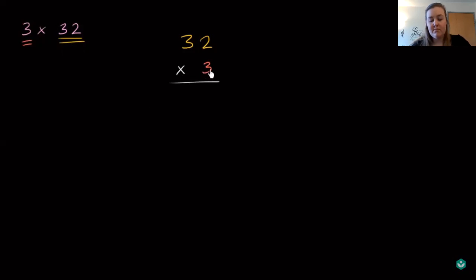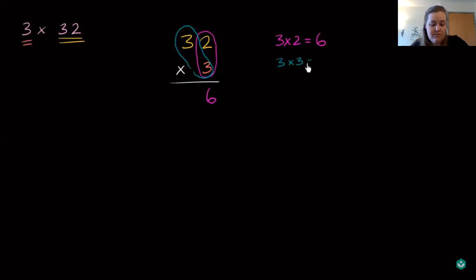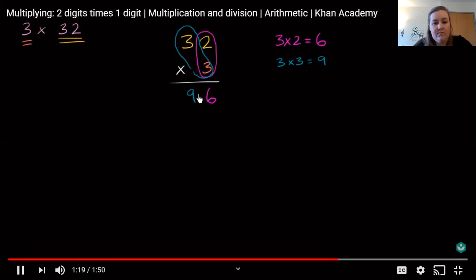We'll start with this 3 down here, and we're going to multiply it times each of the digits in 32. So we'll start with 3 times 2. From our multiplication tables, and you can figure it out even if you didn't know your multiplication tables, 3 times 2 is 6. I'll write 6 right over here in the ones place. Now, we're going to figure out what 3 times 3 is. Once again, we know that 3 times 3 is 9. Since I'm multiplying times the tens place, I'm going to put it in the tens place like this. So we're done. We got 32 times 3 is 96.